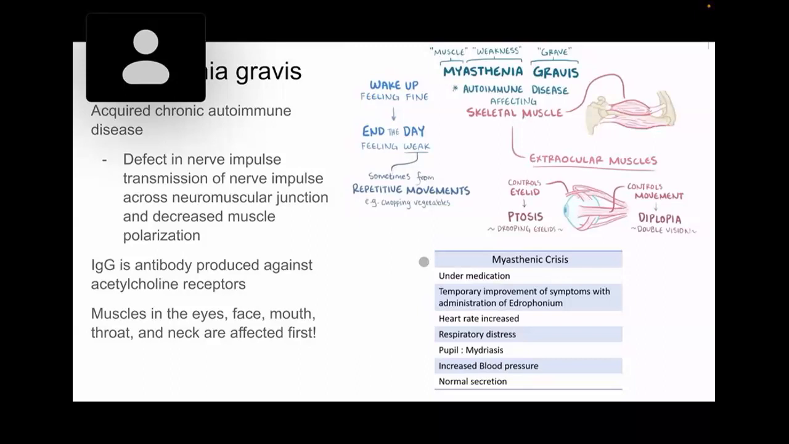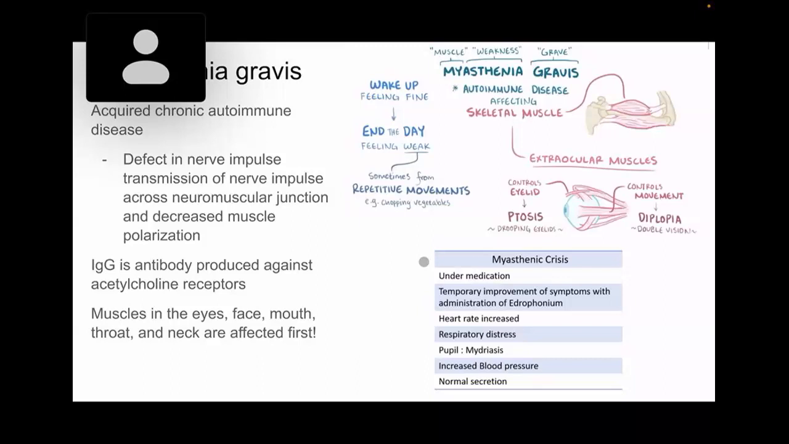Usually these patients will have issues with their eyes, face, mouth, throat, and neck. And the issue with this is, again, it's an autoimmune disease, so we can manage it pretty well with immunosuppressive therapy, but our issue is that we can have a myasthenic crisis. This is when we do not take our medications as prescribed and we start seeing issues with our heart rate and our blood pressure. This will lead to respiratory distress.